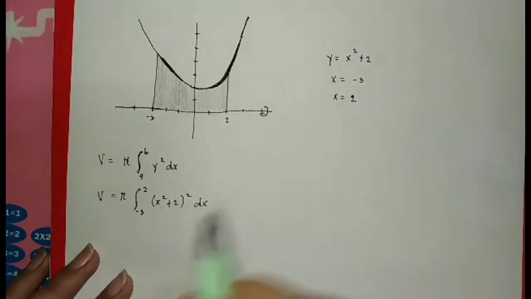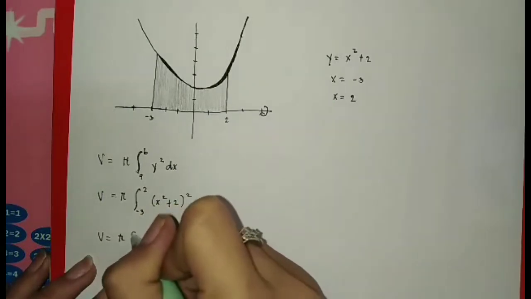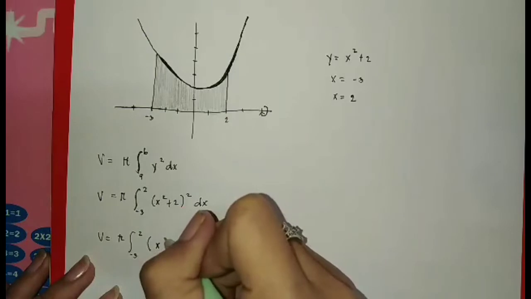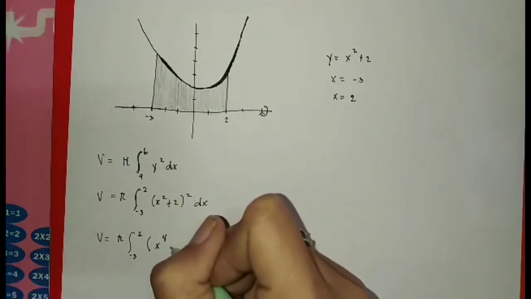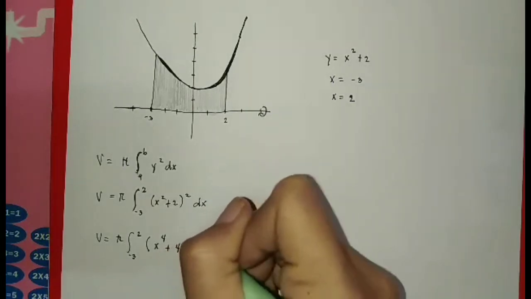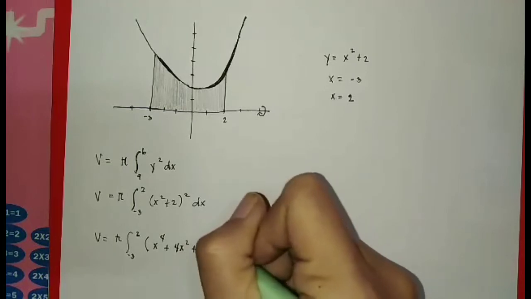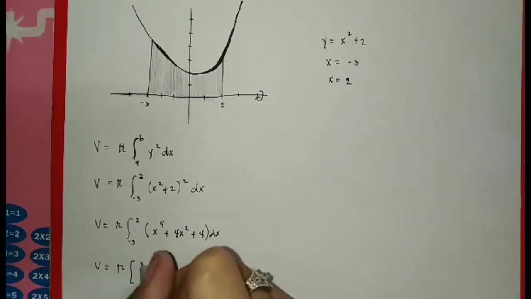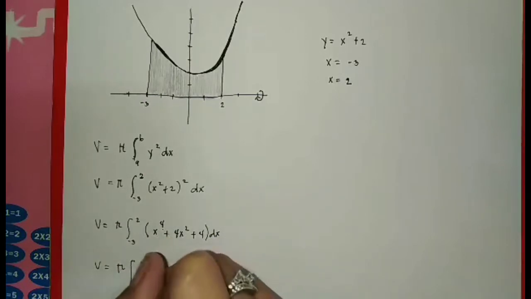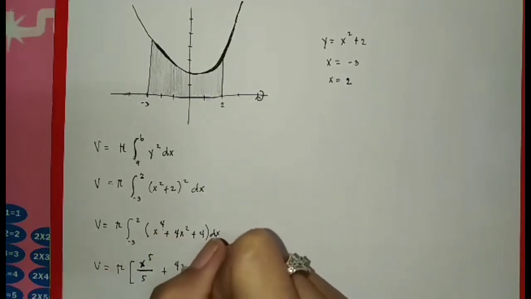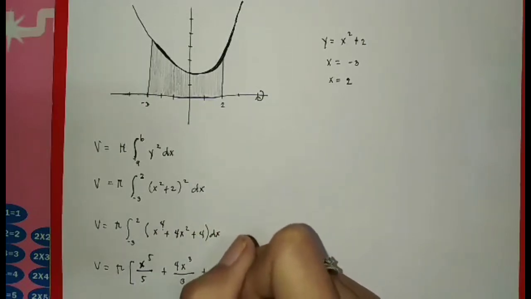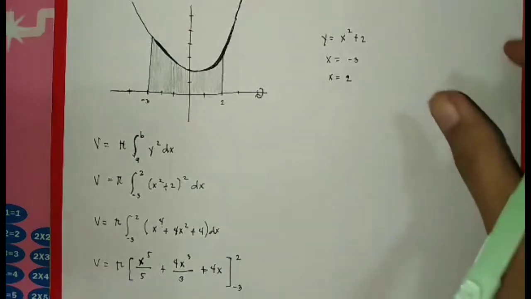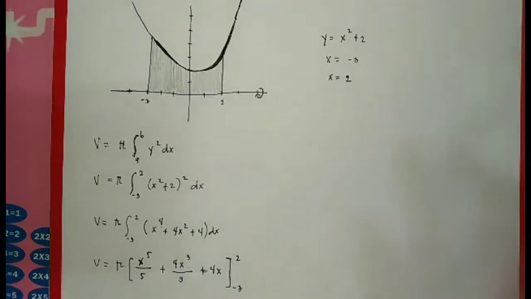So we will be performing the foil method in here, and this will become x raised to the power of 4 plus 4x squared plus 4 dx. And then integrate. So this will become x raised to the power of 5 over 5 plus 4x cubed over 3 plus 4x. Copy the limits. And then we will evaluate this one.